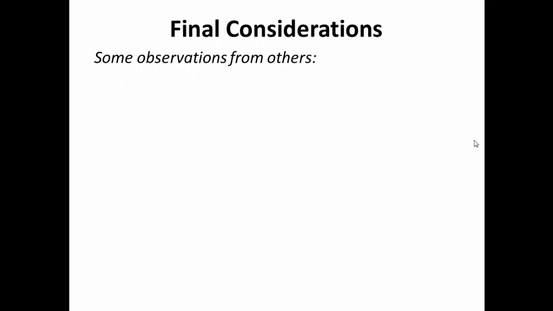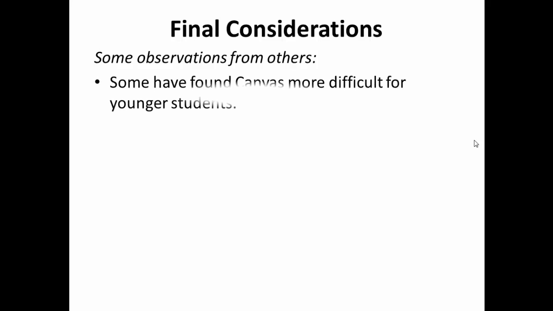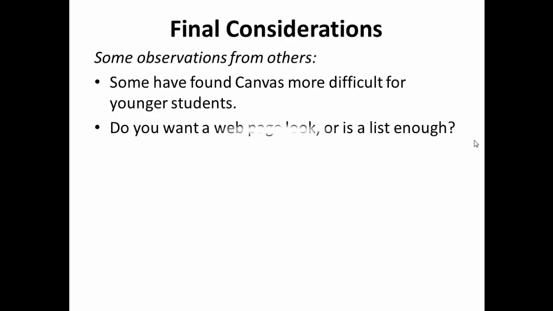So, some final considerations. While both of these programs have some very nice features, here are some observations that others have made. Some have found Canvas a little more difficult for younger learners because as a teacher you have many more options on how you want to set up your classroom, and you will need to decide the best way to present that to your students. Do you want a web page look for your classes, or are you just content with a list of entries? Much like Moodle, that's how Google Classroom works. Canvas again gives you a lot more flexibility with how you want to set up your classes.